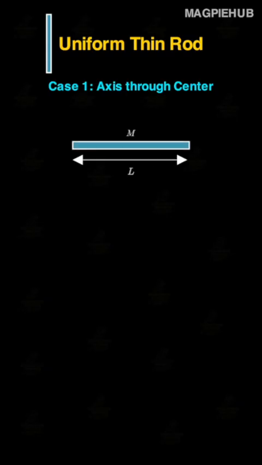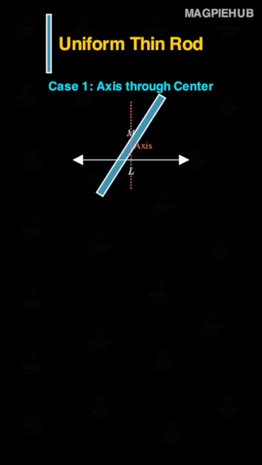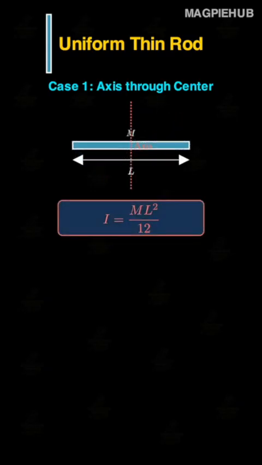Simplest shape, a uniform thin rod of mass m and length L. Case 1. Axis passing through the center, perpendicular to the rod. Using integration, we get I equals mL squared divided by 12.